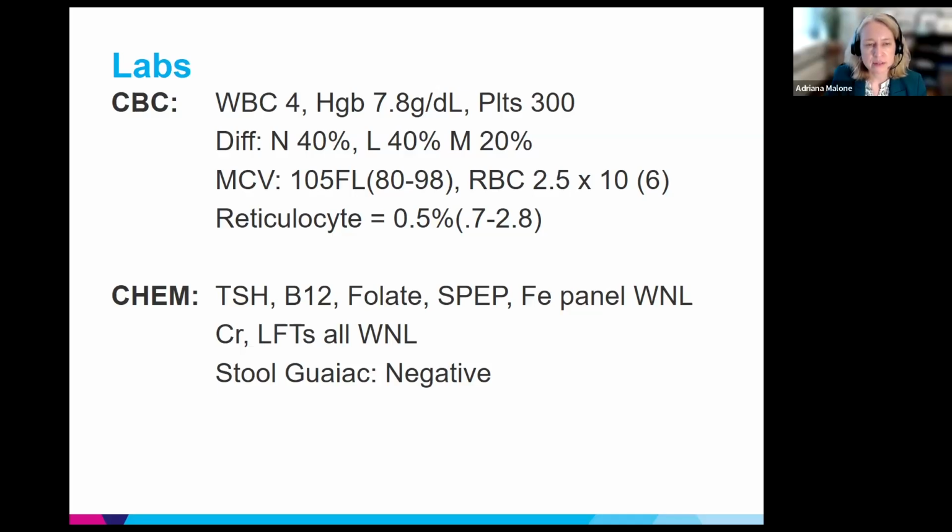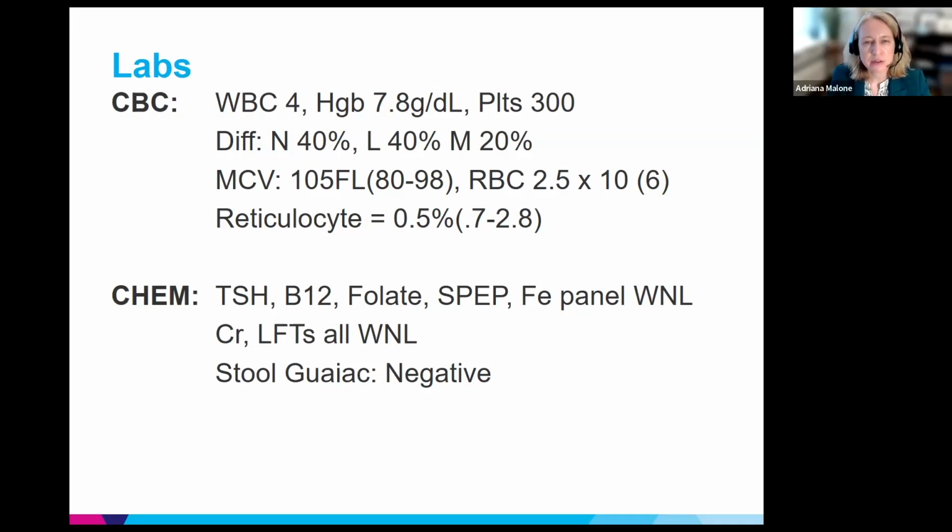The remainder of her studies, including a TSH, B12, folate, SPEP, iron panel, are all normal, as are her organ exams, including kidney and liver exams. And the stool guaiac test is negative. So first of all, how would we describe this anemia? We see that her MCV is elevated, so she has a macrocytic anemia.